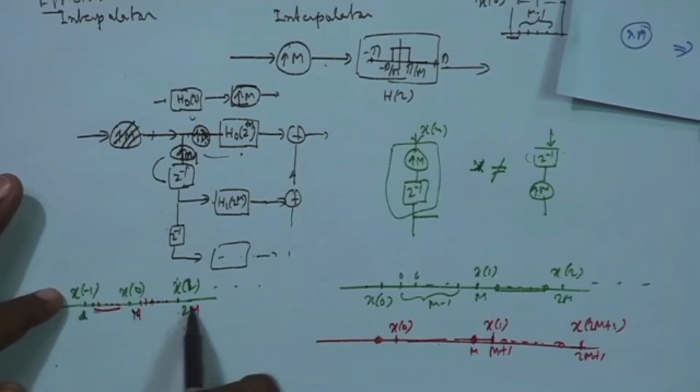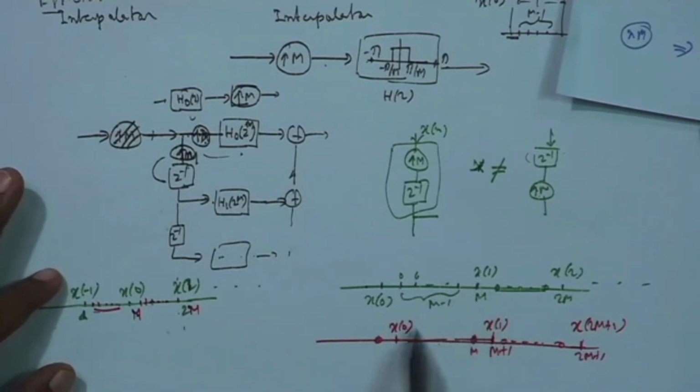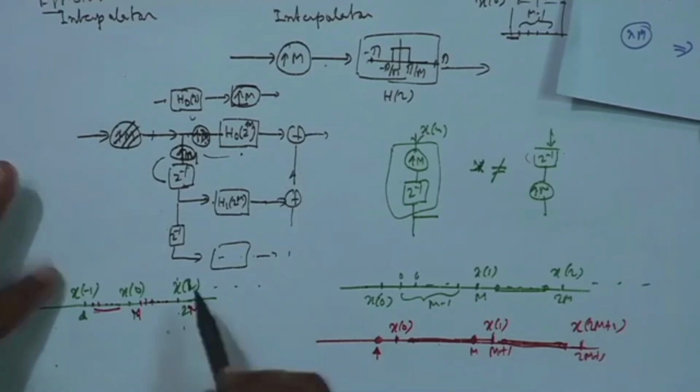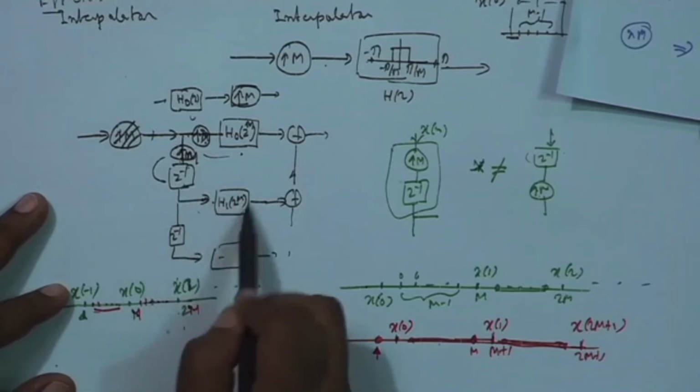So, this becomes the mth point, this becomes the 2mth point. On the other hand, if you first expand and decimate, the origin you have x 0, and it came to here, the mth location. Till that point I have 0s, then at m plus 1 I have x 1, then again 0s, and at 2m plus 1 I have x 2 m plus 1, like that. So, these two are not the same, you can see. That is why I cannot move it here to take advantage of the noble identity.